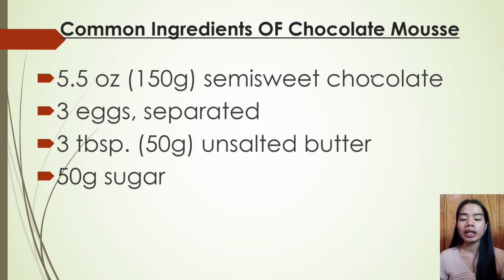So, we have here common ingredients of chocolate mousse. So, ito po is nakuha ko sa isang recipe. So, pwede nating gayahin. So, ang ingredients niya dito is 150 grams of semi-sweet chocolate, 3 eggs separated. So, nakaseparate po yung egg yolk and the egg white. We have 3 tablespoons or 50 grams of unsalted butter and 50 grams of sugar. So, yun po yung ingredients niya.